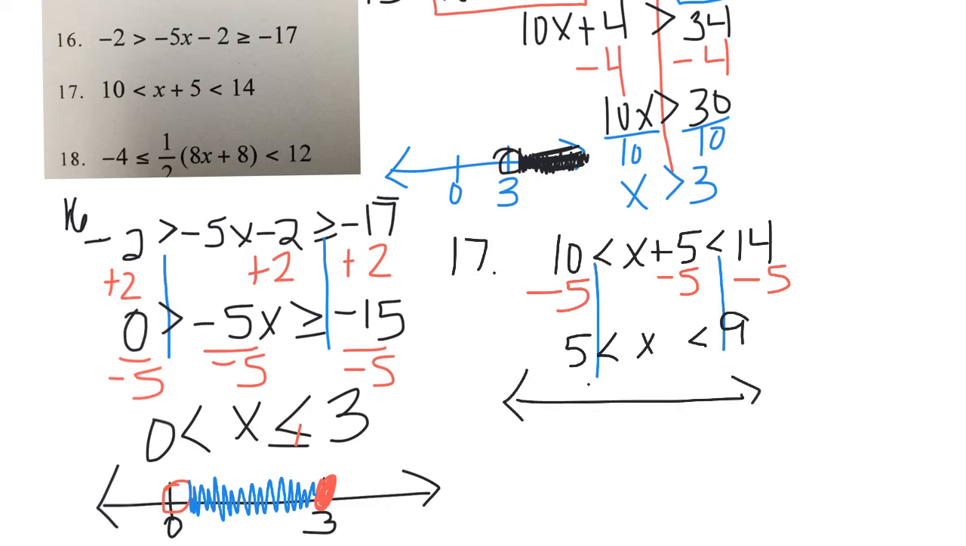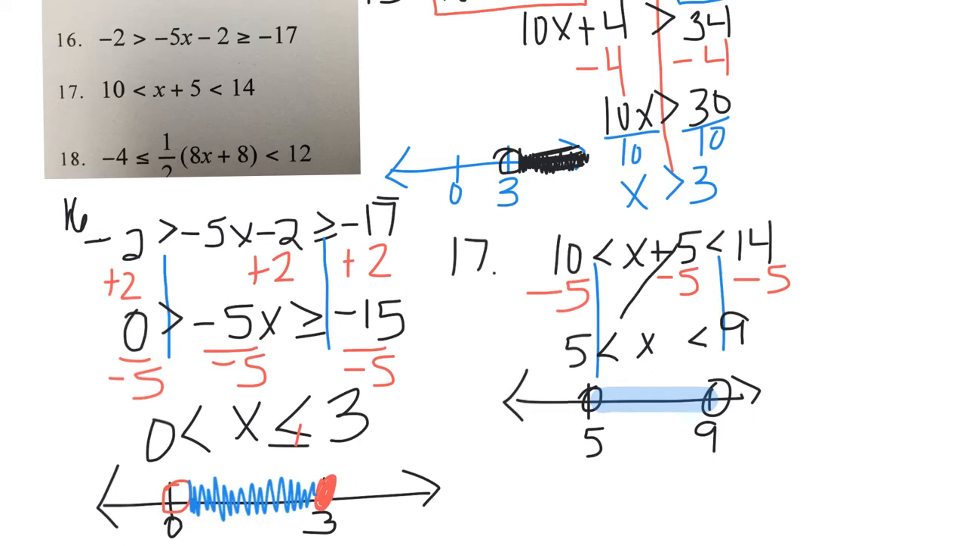We have 5 and 9 on here. We have two open circles because they're both less than. And less than 9 and greater than 5 is everything in between here, so we're going to shade that. Let's do it with a highlighter. Okay.